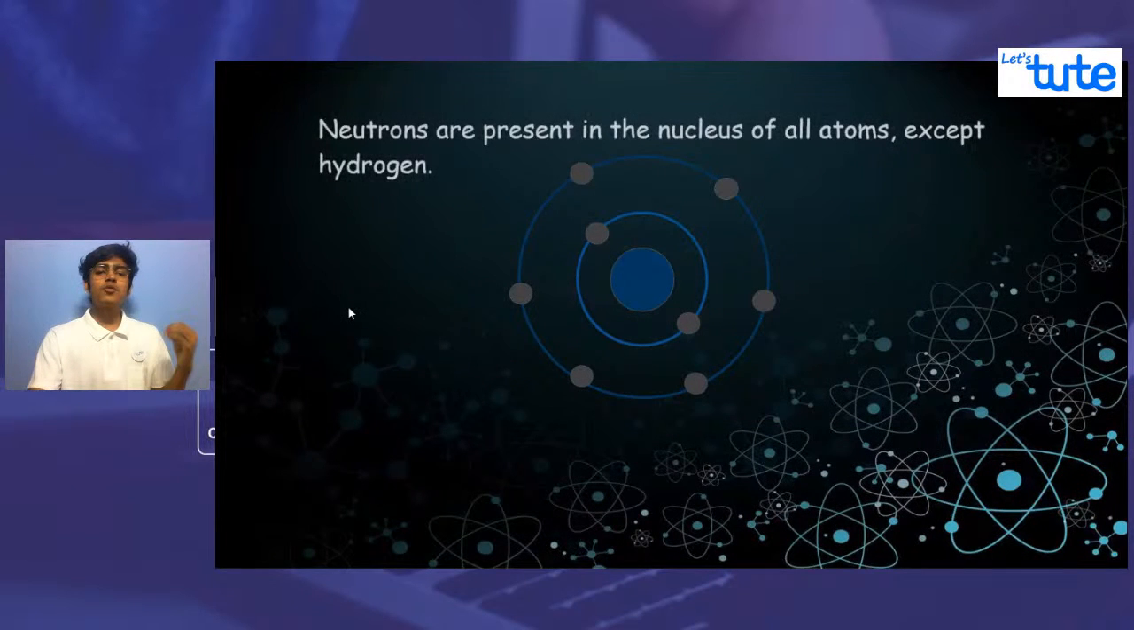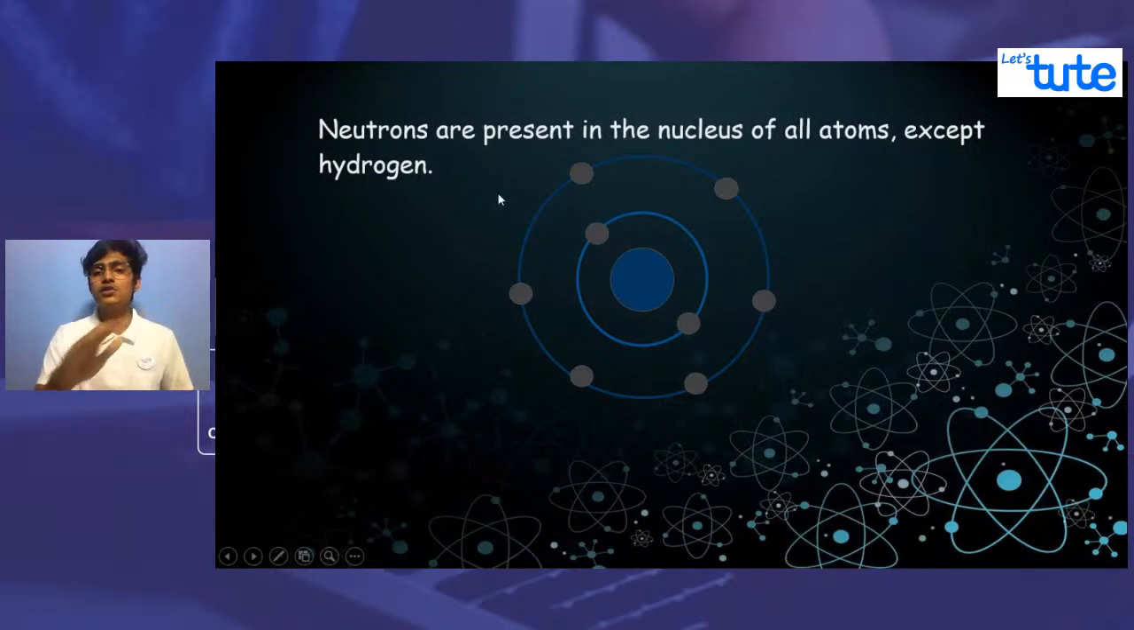So what are certain properties of the neutron? Neutrons are present in the nucleus of all atoms, except for hydrogen.